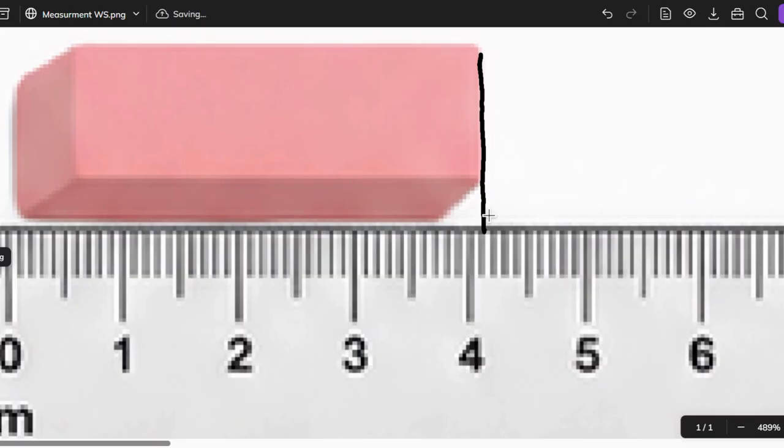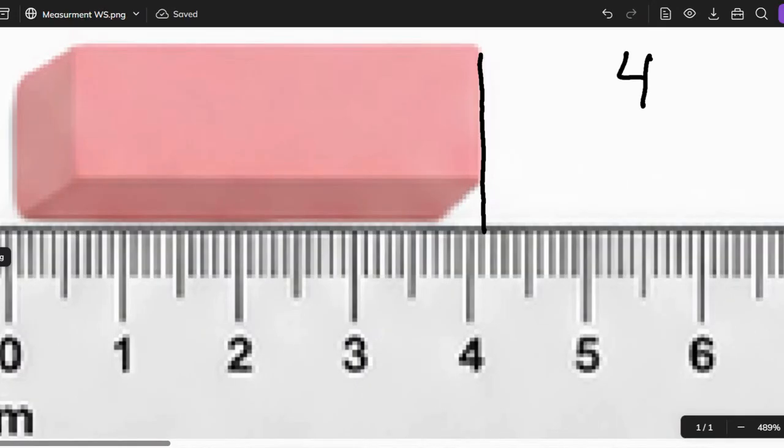So that eraser is definitely in between the 4 and the 5 centimeters. Our first measurement is in the ones place, and that's going to be a 4 because it is for sure in between the 4 and the 5. That's known as a certain digit because we are 100% certain that it is 4 because it is very clearly between 4 and 5.